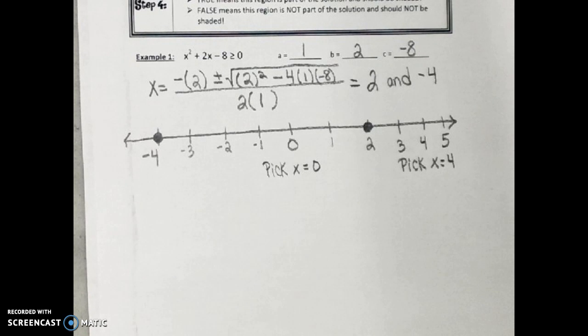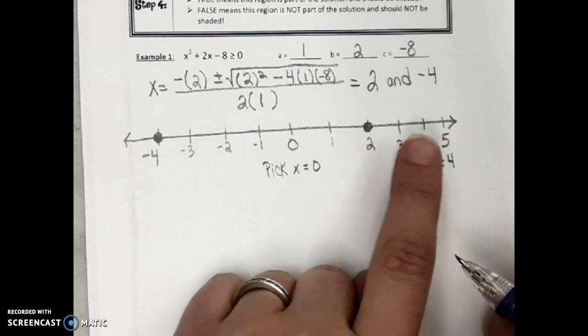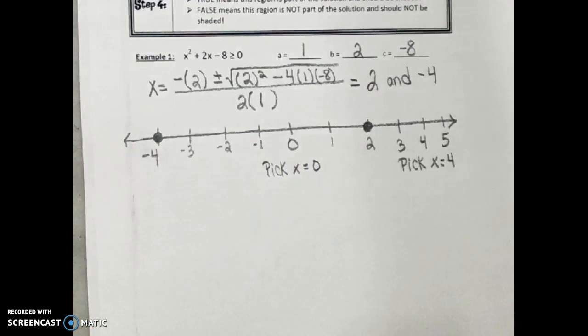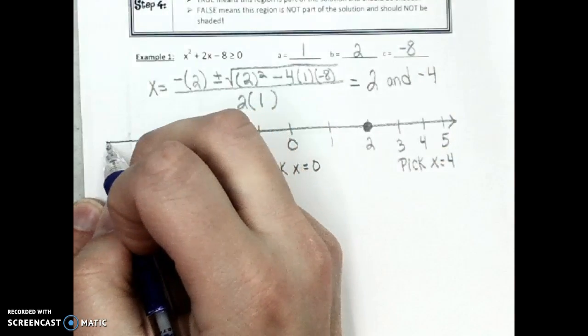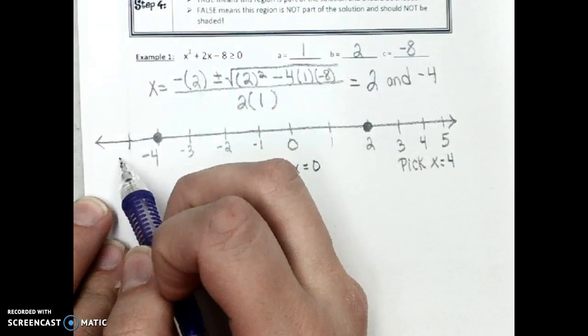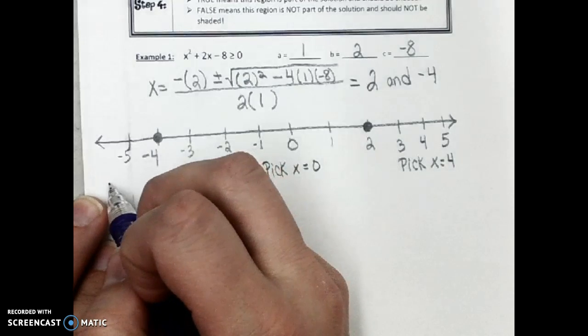Plug it in. We're still seeing if it's true or false. I have to the right. I have to the middle. I need to pick to the left. I didn't leave much room, so I'm going to give myself a little more room to extend my number line. What I find to the left is negative 5, negative 6, negative 7. I'm going to pick negative 5.